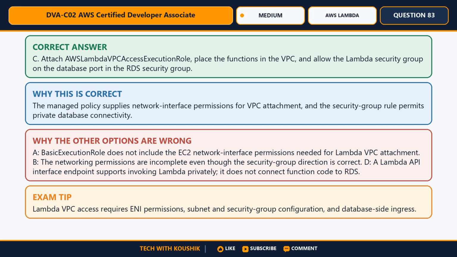A. Basic execution role does not include the EC2 network interface permissions needed for Lambda VPC attachment. B. The networking permissions are incomplete even though the security group direction is correct. D. A Lambda API interface endpoint supports invoking Lambda privately. It does not connect function code to RDS. Exam tip. Lambda VPC access requires ENI permissions, subnet and security group configuration, and database-side ingress.